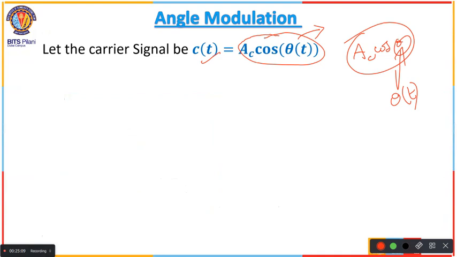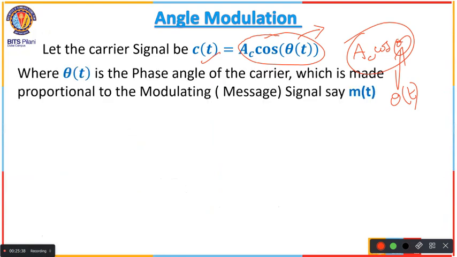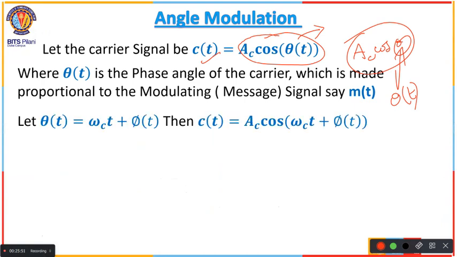Is it not justified if I call this equation angle modulation? If theta of t varies according to the instantaneous amplitude of the message signal, if theta of t is proportional to the instantaneous amplitude of the message signal, can't I call it angle modulation? I can, right? Okay. So, hope you understood this equation, where theta of t is the phase angle of the carrier, which is made proportional to the modulating message signal, say m of t. Let us see how we are going to make it.